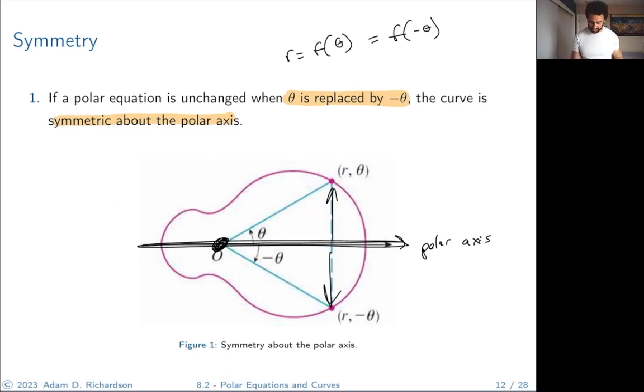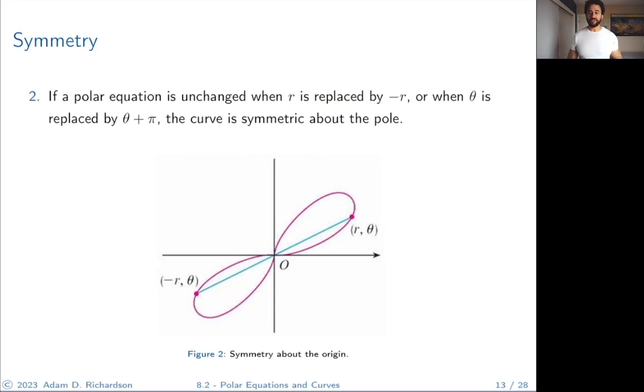If you notice this picture here, the curve in question is this pink one. Looks kind of like a light bulb, right? And that curve, that pink light bulb, is symmetric about the polar axis, the x-axis. What that means in terms of a polar equation is that the function is even in some sense. It's even, but now it's reflection about the x-axis. Pretty cool. So that's one form of symmetry you can have.